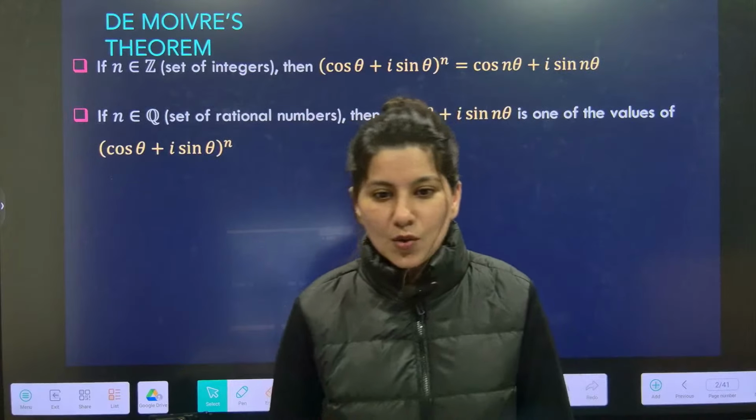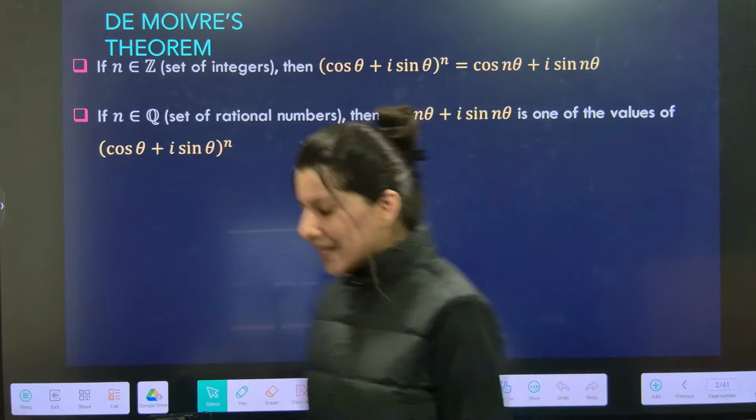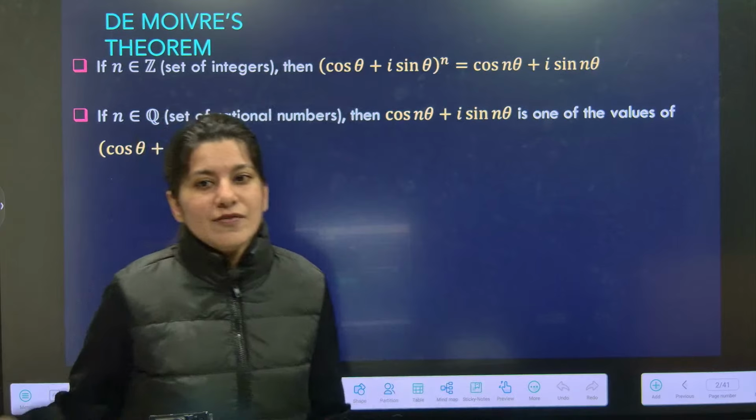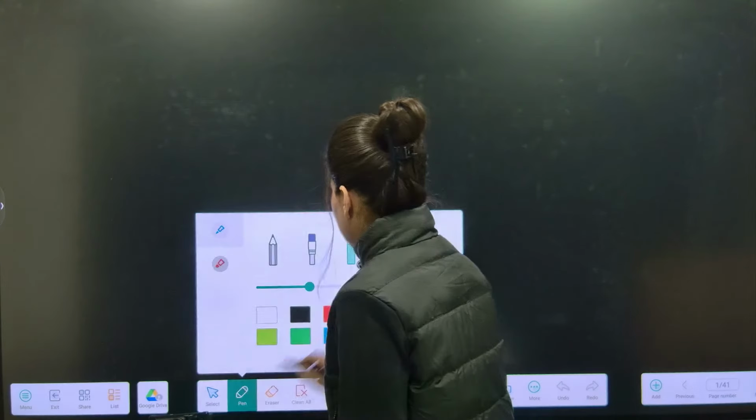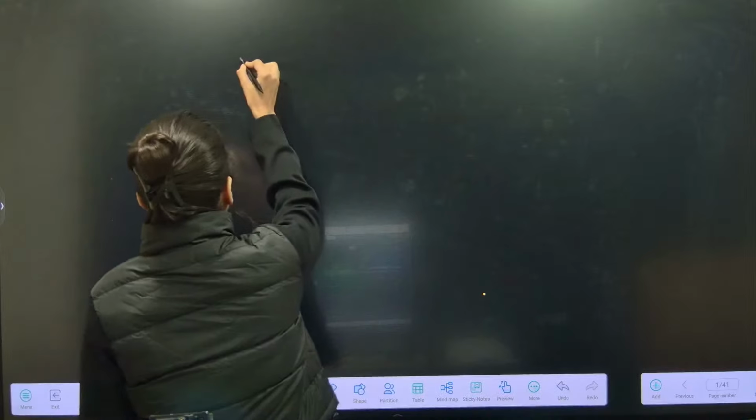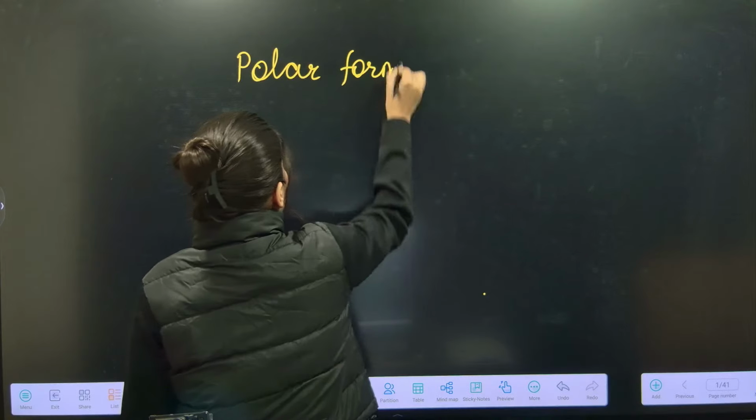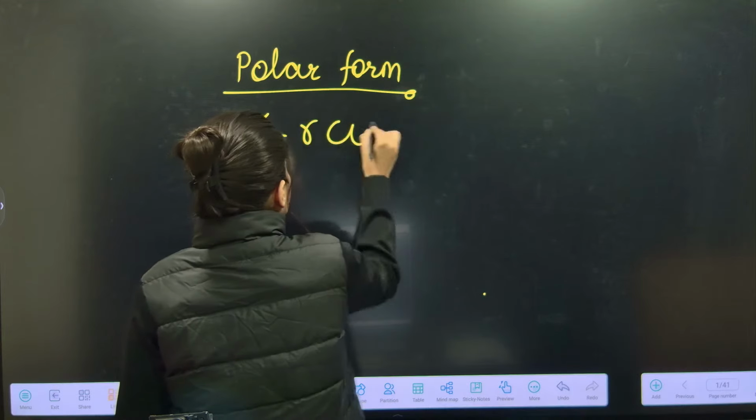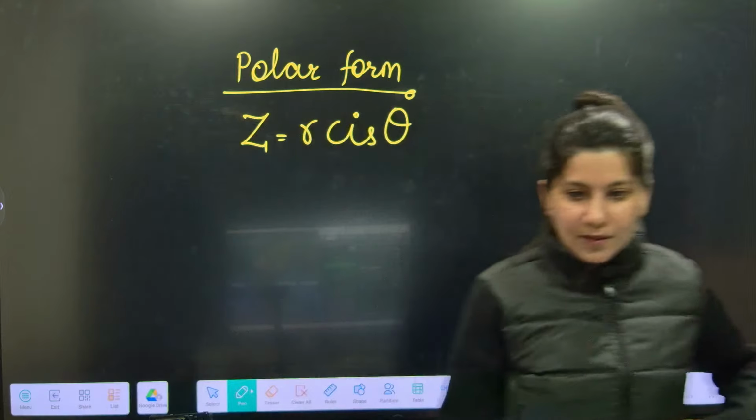All right, so now we are going to start with De Moivre's theorem. Are we ready? Now, please understand, De Moivre's theorem looks like it is difficult, but it is not very difficult. How? Let me tell you. First of all, we have seen this in Euler's form and polar form. What is the polar form of a complex number? Let us revise a bit. Polar form is nothing but Z equals R cis theta.